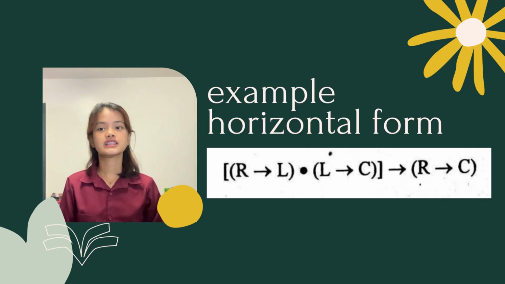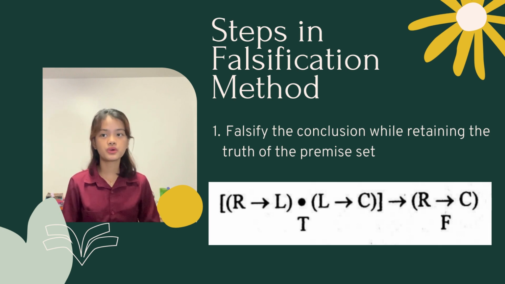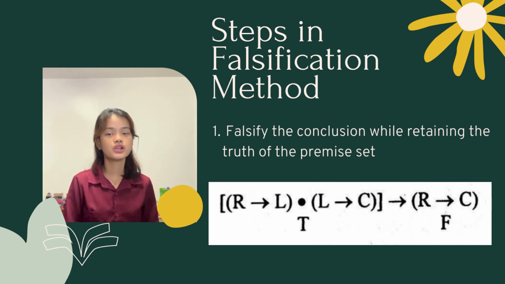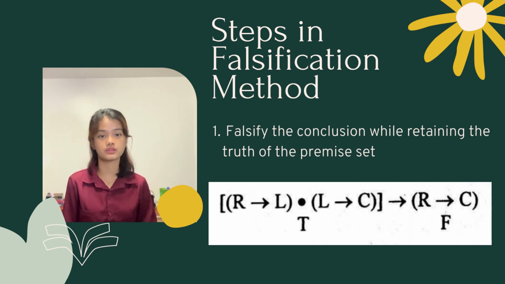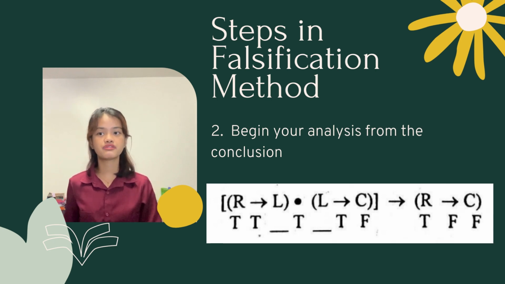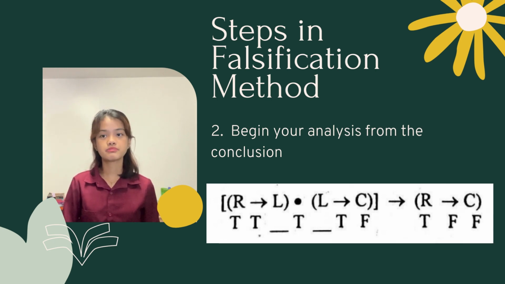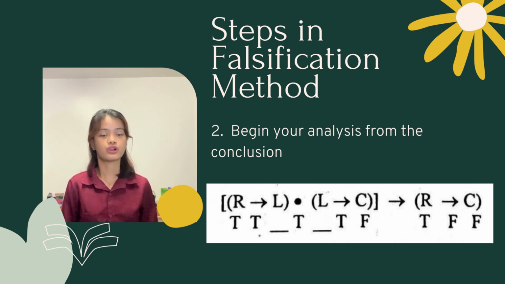Now, let us consider the hypothetical syllogism argument as follows. The first step is to falsify the conclusion while retaining the truth of the premise set. So, i-assign natin yung true sa premise set or yung mga nasa bracket and false sa conclusion or yung mga nandun after ng arrow. Next, we should analyze the conclusion. If our conclusion na if R then C is false, this means that R is true and C is false. Ayan yung mga R sa example. Lalagyan natin ng T stands for true and yung mga C naman ay F or false.